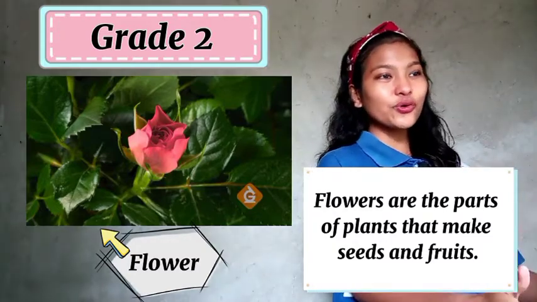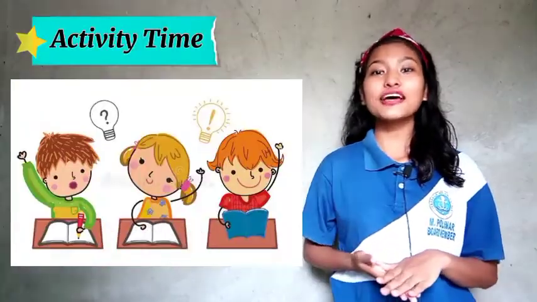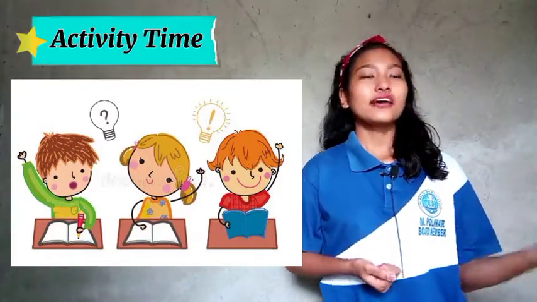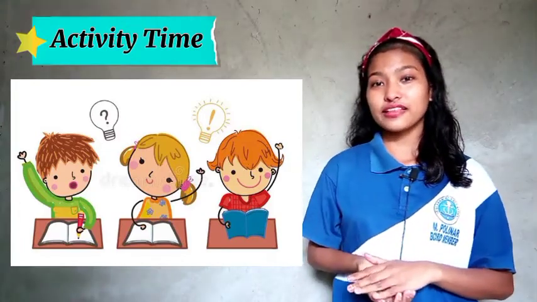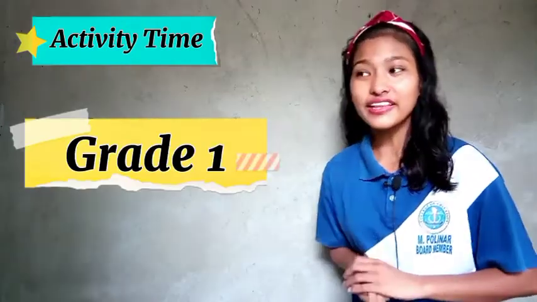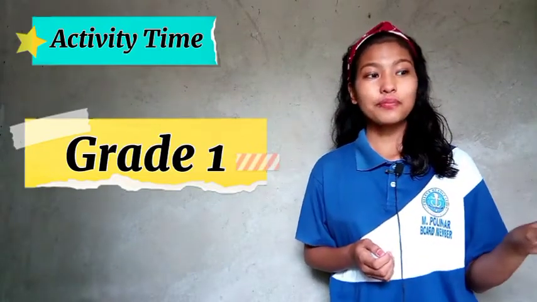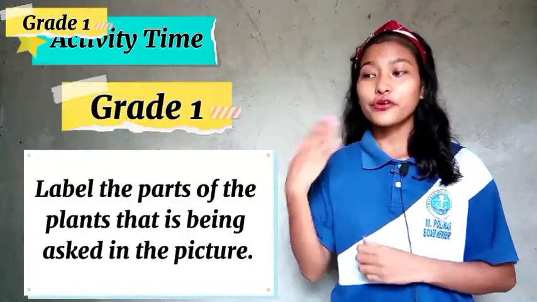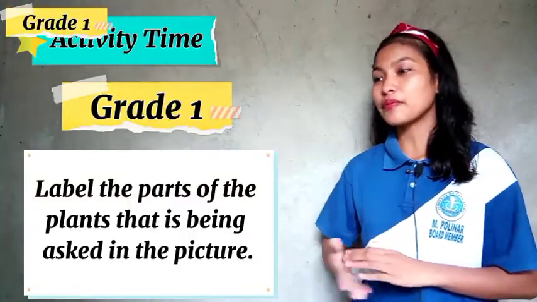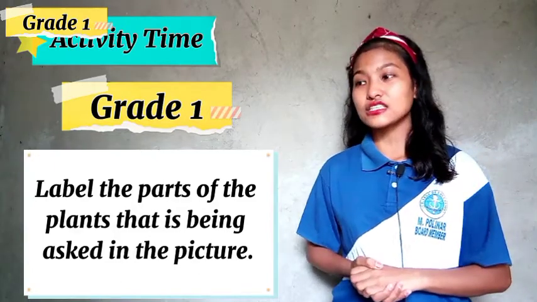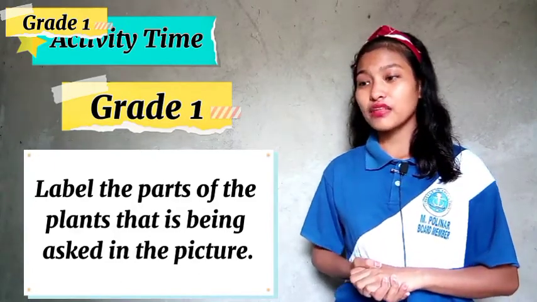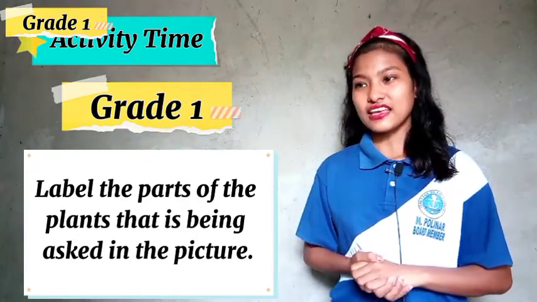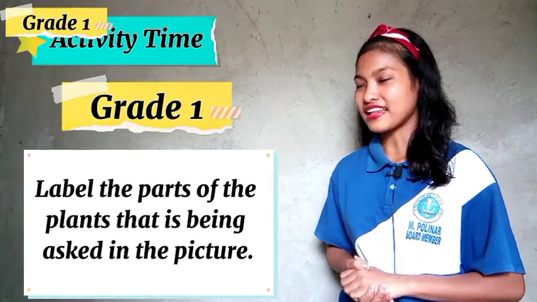Very good, grade 2. Now, we will be having a short activity for grade 1 and a short activity for grade 2. The first one to have a short activity is the grade 1. Are you ready, grade 1? So, grade 2, please stay quiet and do not disturb the grade 1, okay? For grade 1, I want you to label the parts of the plants that is being asked on the picture. Okay? I will give you 2 minutes to answer the activity. Are you ready? Okay, let's start.